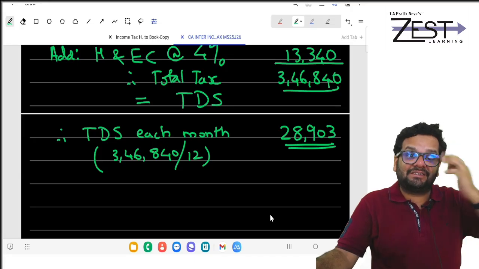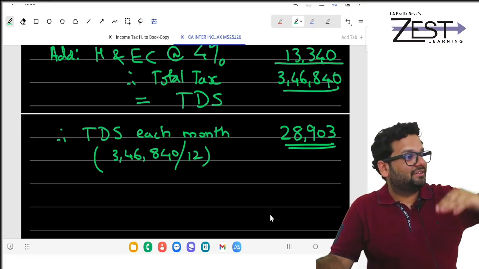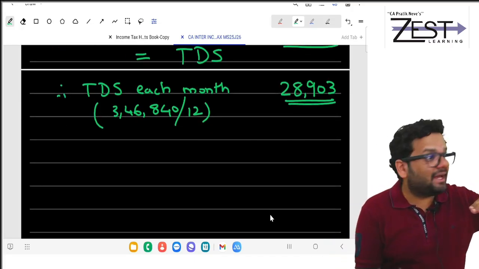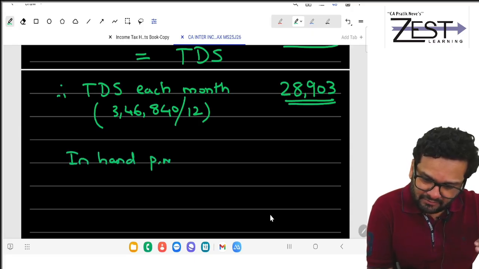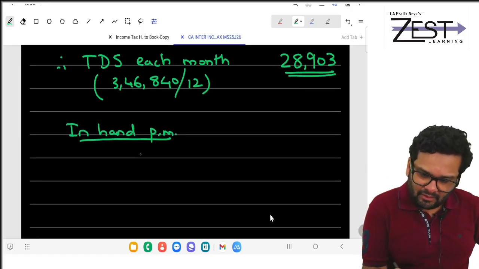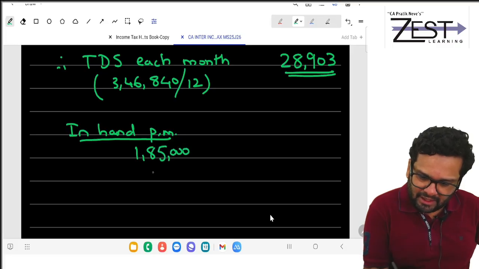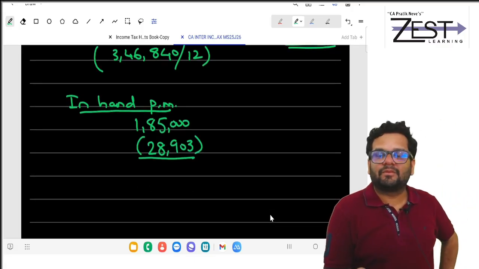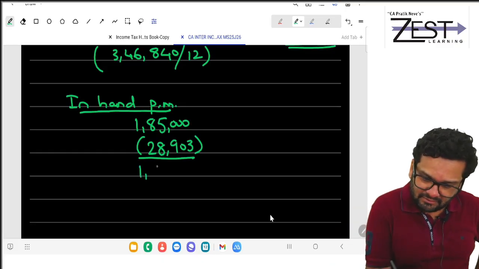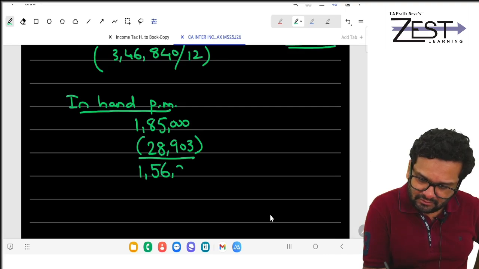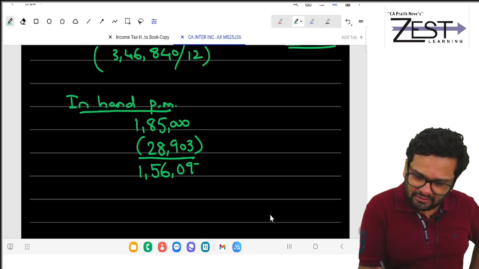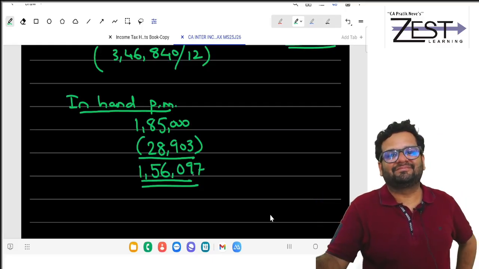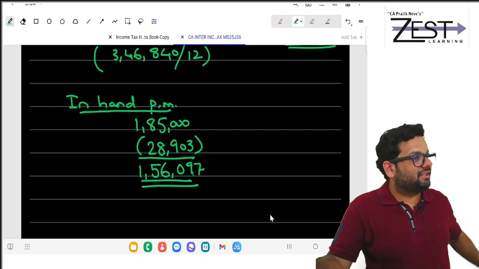Because employee will have a notion in his mind that his package is 22 lakh 40,000. So he is actually in hand, he is getting how much, you know? In hand per month is how much? 1,85,000 minus 28,903, 1,56,097. This is per month takeaway. This much he can enjoy.